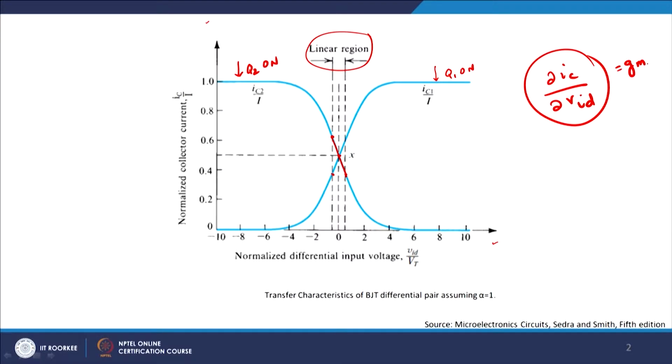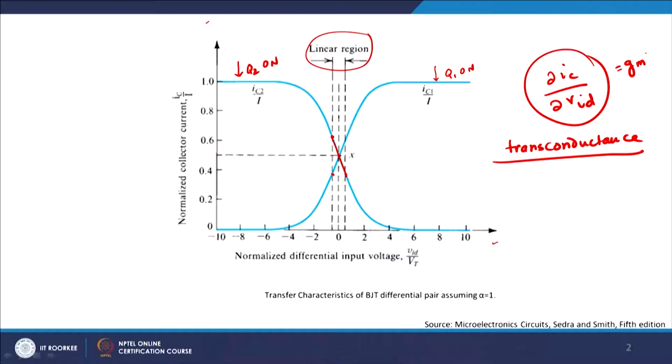And if you look very carefully, this is nothing but the transconductance of the transistor. So, this is transconductance. Why is it transconductance? Because you are giving onto the base the voltage, the difference of the base, and IC is the difference of the collector current. So, it is basically GM for the whole differential pair. For the whole differential pair, this is the GM which you see, transconductance.